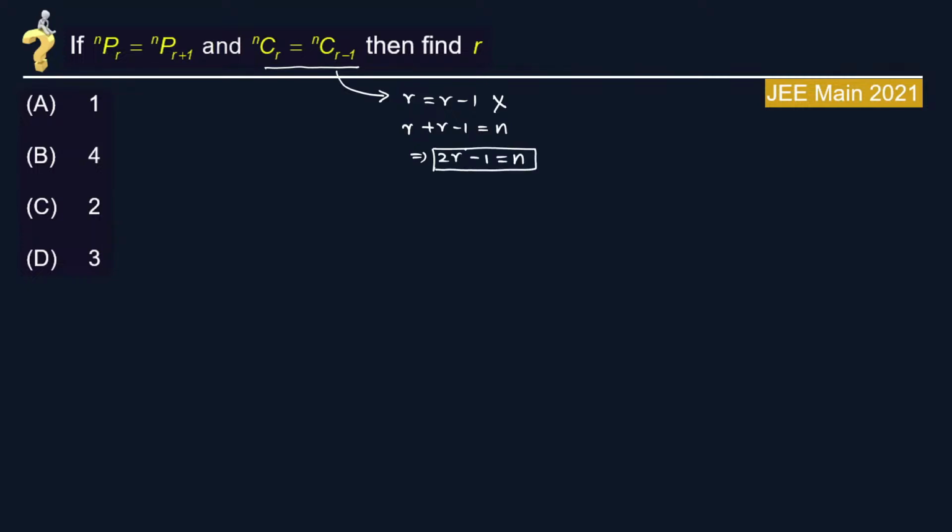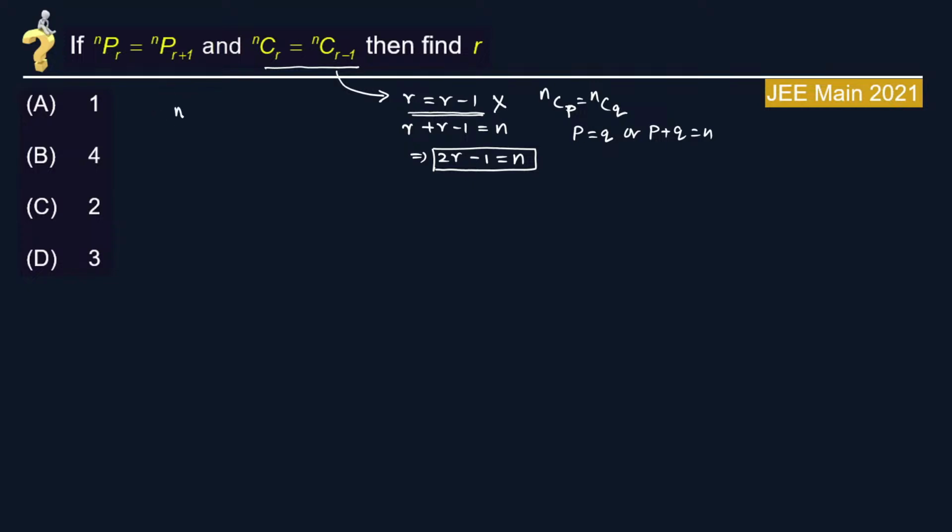Can you remember the property? What it states: if nCp equals nCq, then either p equals q or p plus q equals n. That property I have used here. So when p equals q, r becomes equal to r-1, which is actually not possible. So the second thing I will use, that is p plus q is n. In this case, r plus r-1 will be equal to n. So that gives us 2r-1 is n. So this is one relation we got.